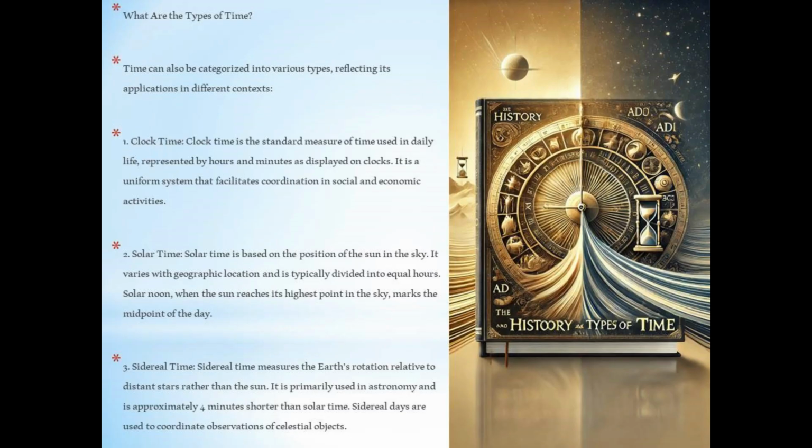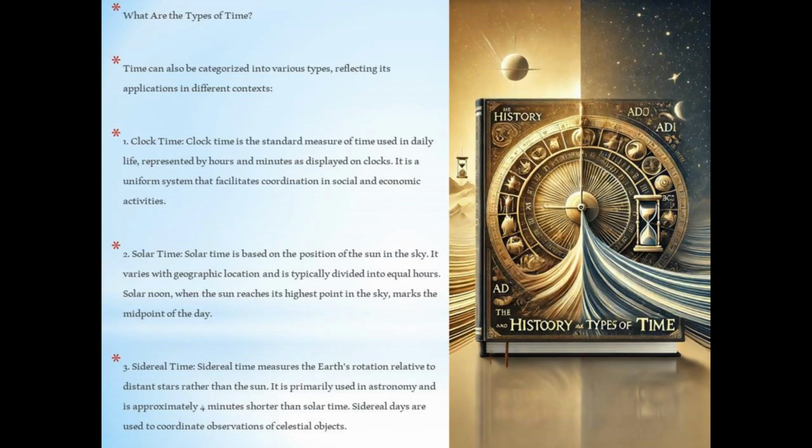What are the types of time? Time can also be categorized in various types, reflecting its applications in different contexts. Number 1. Clock time. Clock time is the standard measure of time used in daily life, represented by hours and minutes as displayed on clocks. It is a uniform system that facilitates coordination in social and economic activities.